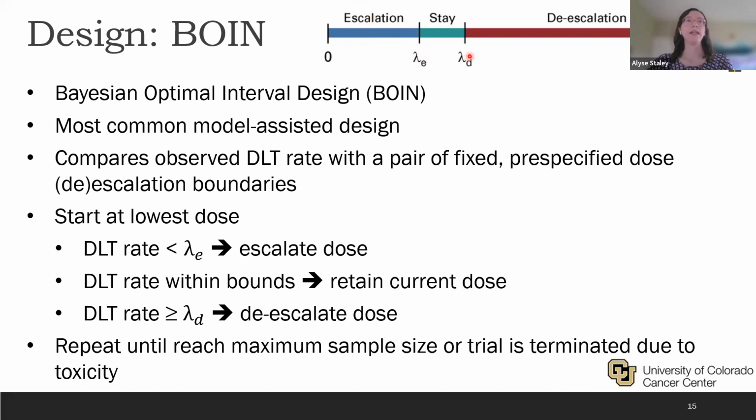If the observed DLT rate is within the escalation and de-escalation bounds in this stay area, then the next cohort of patients will be treated at the current dose. And finally, if you're in this red area where your observed DLT rate is greater than or equal to your de-escalation boundary, the next cohort of patients will be de-escalated. This is repeated until either the maximum sample size is reached or the trial has to be terminated due to excess toxicity.